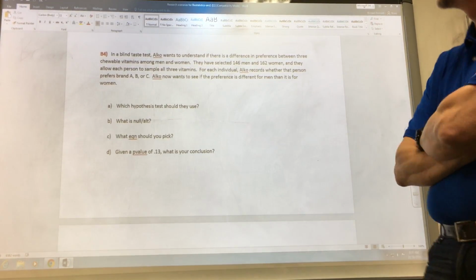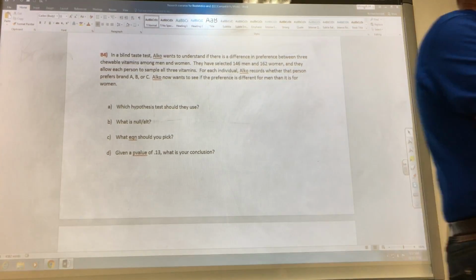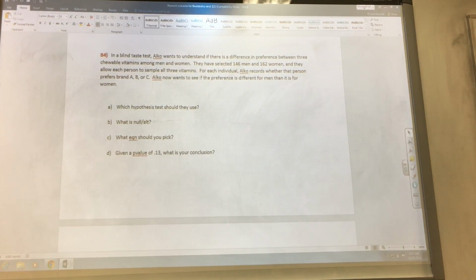So given this, even before you answer the question, what hypothesis test should you use, what question should you ask yourself? Categorical, quantitative, or regression? Right? Categorical.